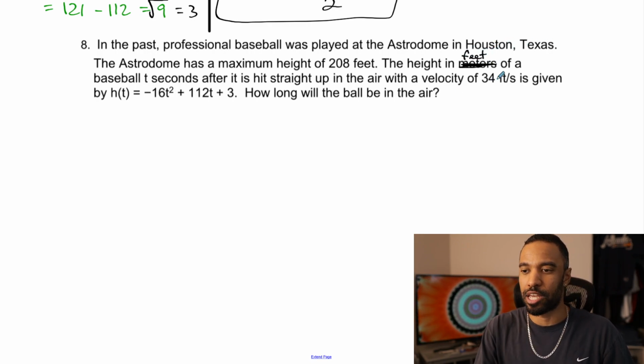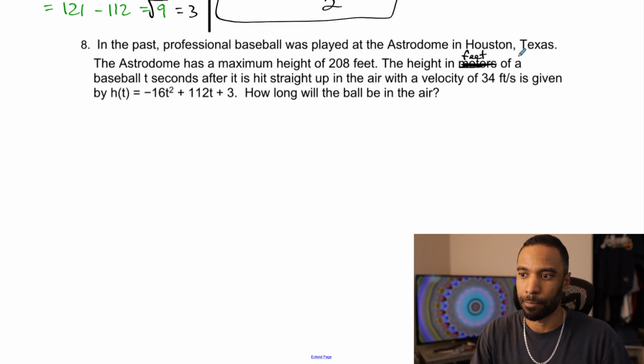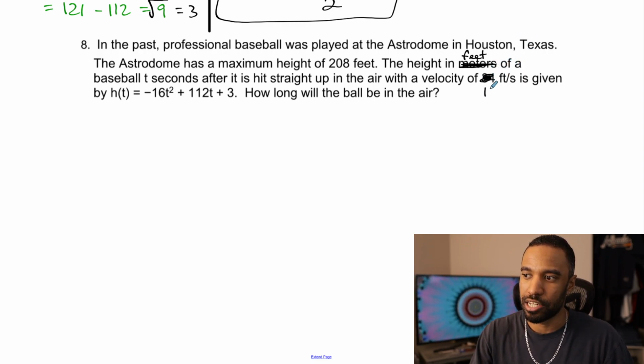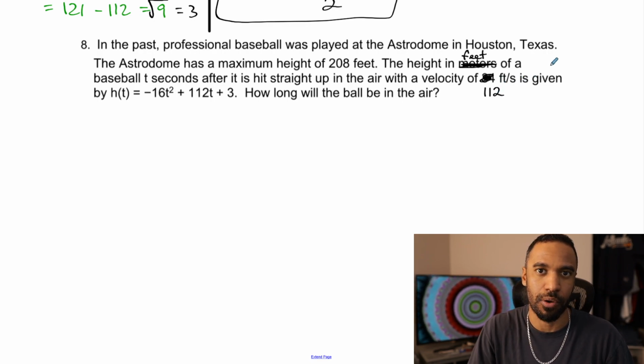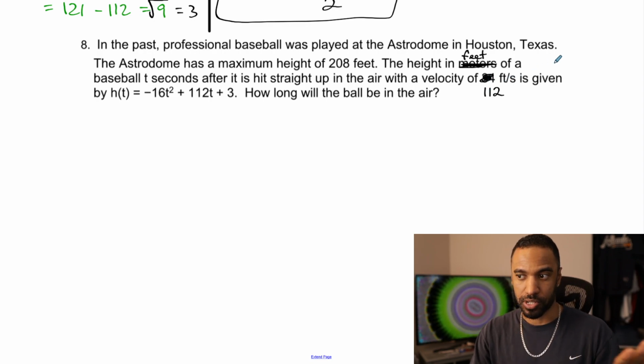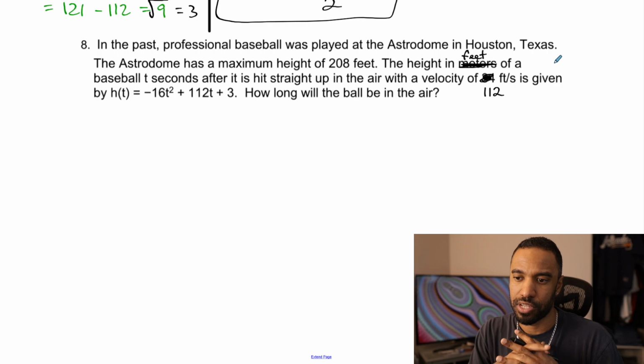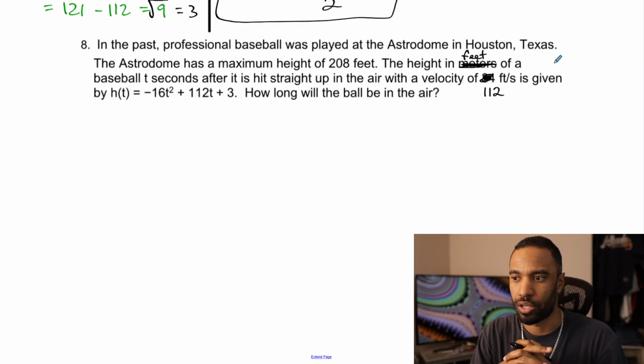So the height in feet of a baseball, t seconds after it's hit straight up in the air with a velocity of 112 feet per second, I had changed a bunch of numbers from meters to feet because I wanted to use non-decimals here. It's given by h of t equals negative 16t squared plus 112t plus 3. How long will the ball be in the air?